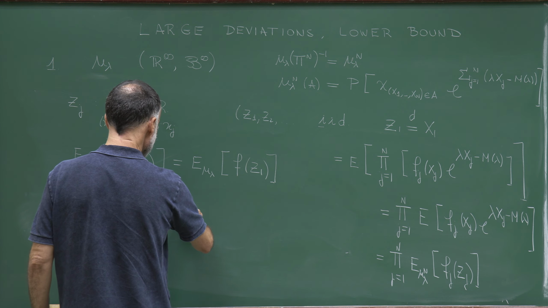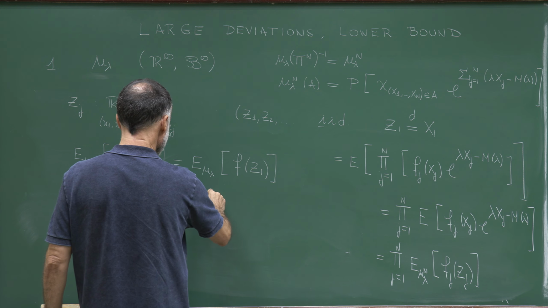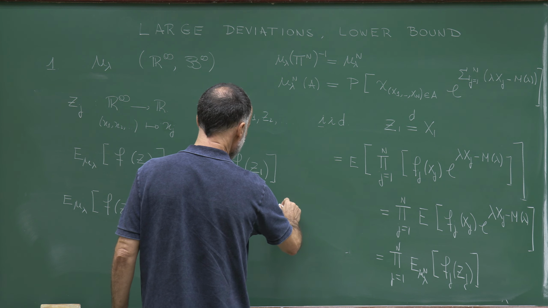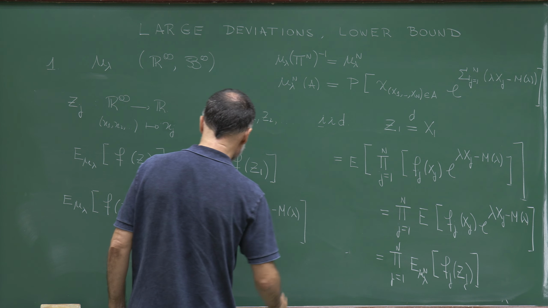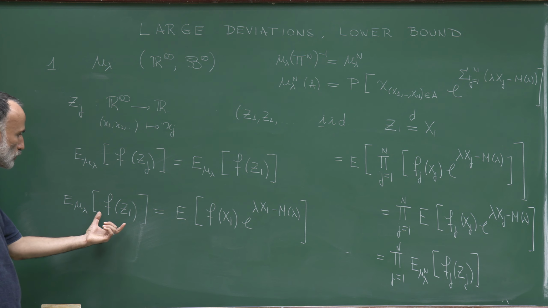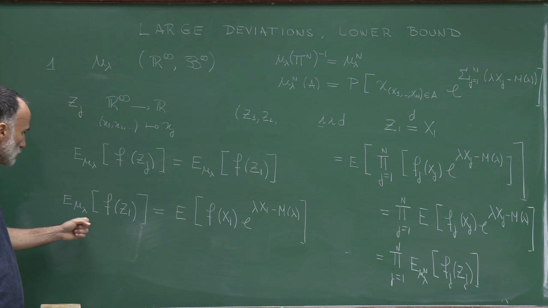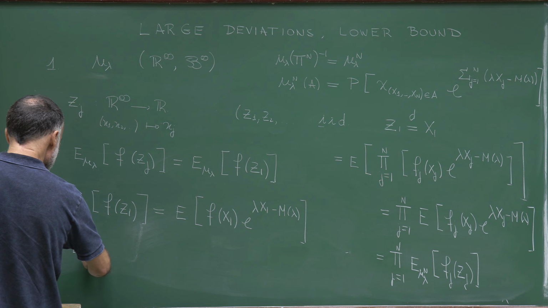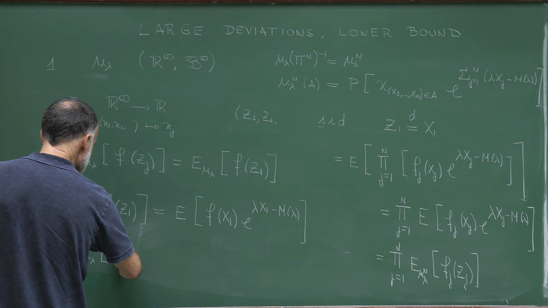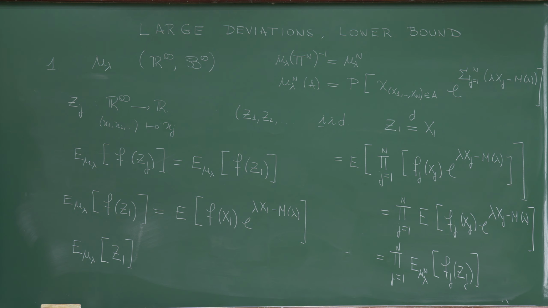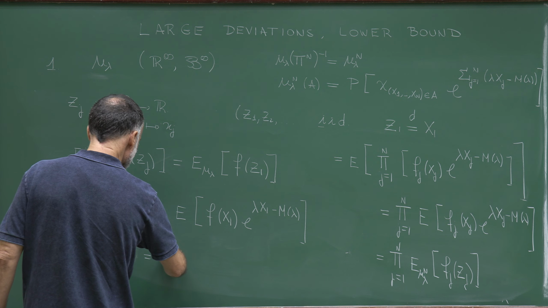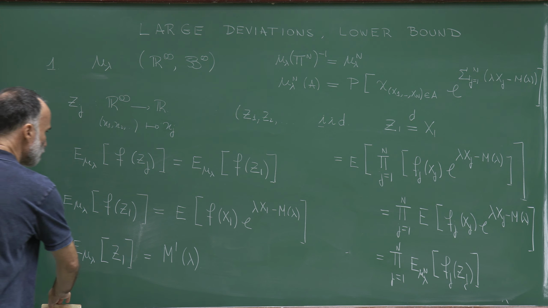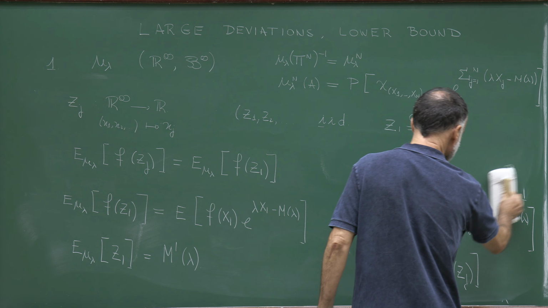This corresponds to the expectation with respect to p, due to that formula, of f x1 exponential lambda x1 minus m of lambda. Okay, so we know how to compute the expectation of any function of z1 with respect to mu lambda through this formula. In particular, what I claim is that under this measure mu lambda, the expectation of z1 will be equal to m prime of lambda. And so let me show you that this identity holds.